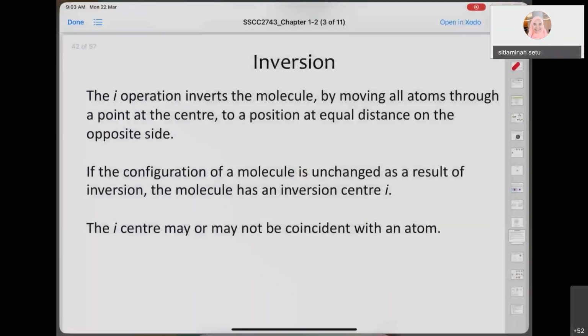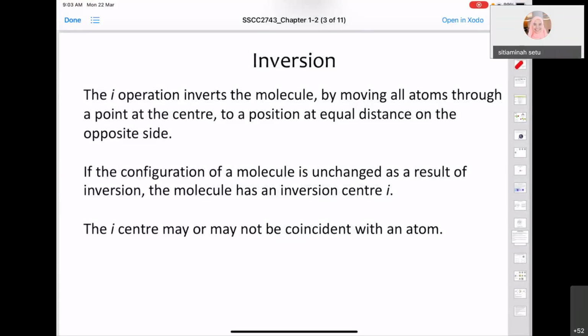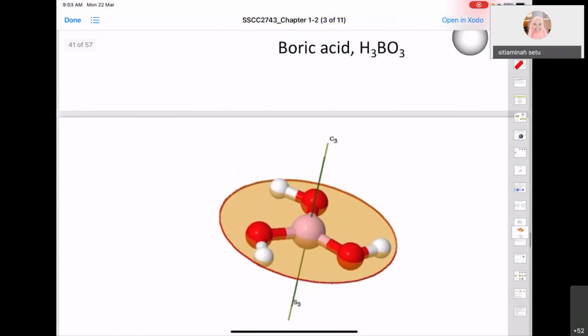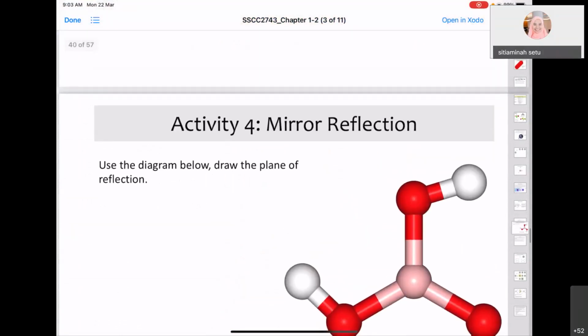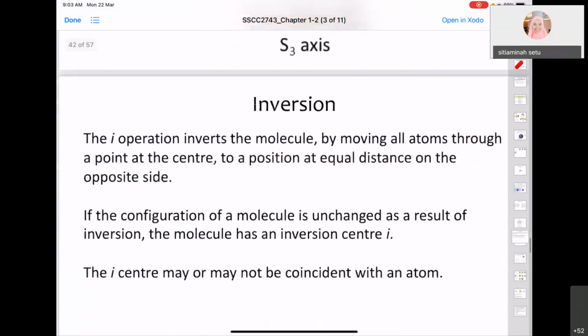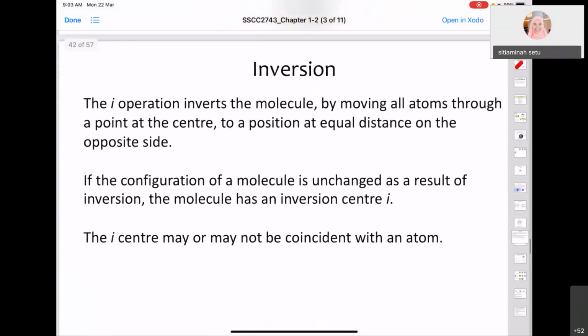Alright. Okay, so semalam kita dah habis sampai mirror reflection. Okay, so hari ni akan ada dua lagi symmetry operation, which are the inversion and improper rotation. Okay, so kita tengok dulu inversion. Alright, so inversion dia punya simbol dia adalah I. Okay, I operation.